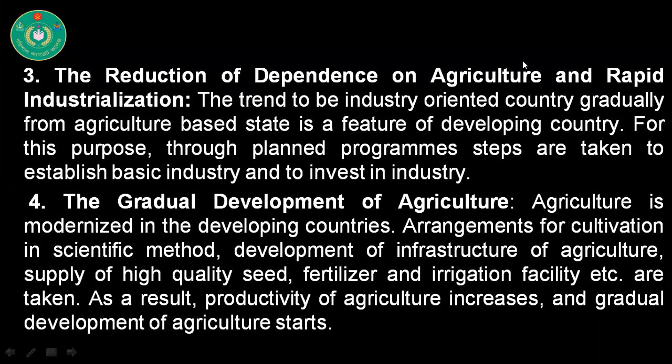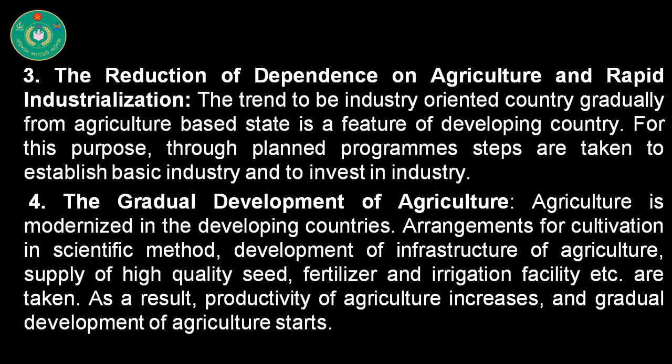Number 3, the reduction of dependence on agriculture and rapid industrialization. The trend to become an industry-oriented country gradually from an agriculture-based state is a feature of a developing country. For this purpose, through planned programs, steps are taken to establish basic industry and to invest in industry.